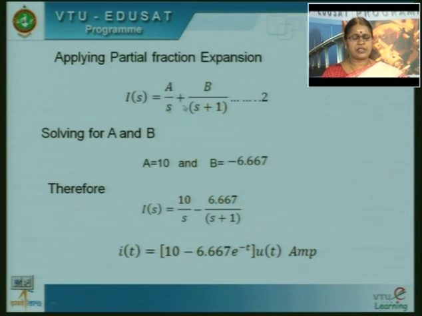Similarly, multiply I of S expression with S plus 1 and substitute S equal to minus 1 to find B. By doing so we have got the expressions for A and B. The value of A is equal to 10 and B is equal to minus 6.667. So, your I of S expression can be written as I of S is equal to 10 by S minus 6.667 divided by S plus 1.